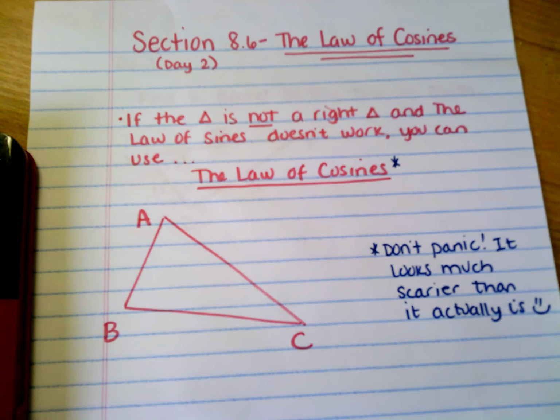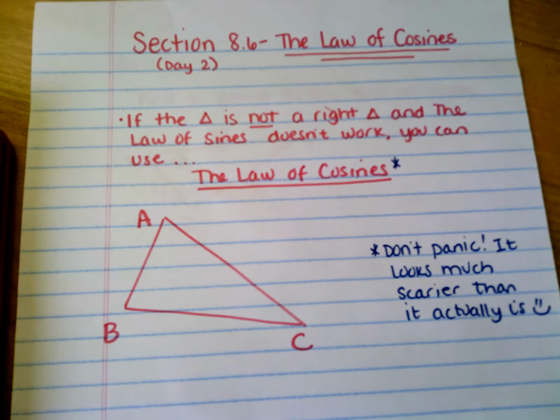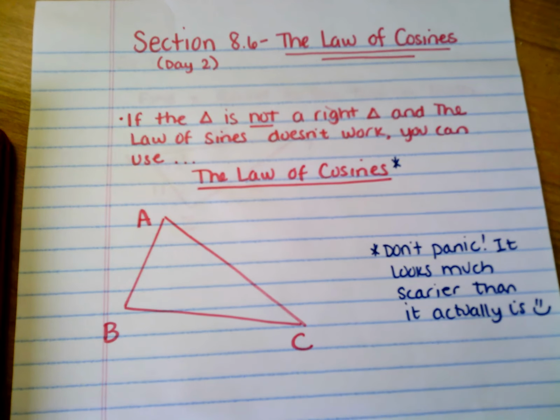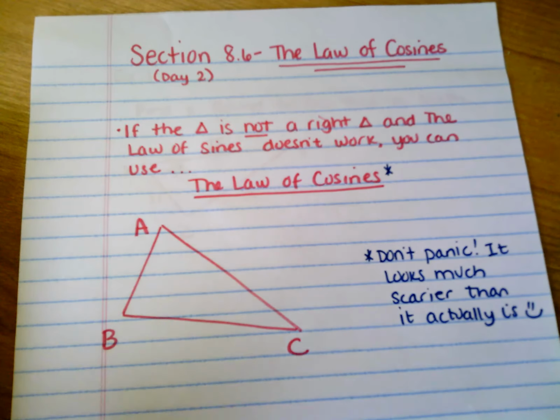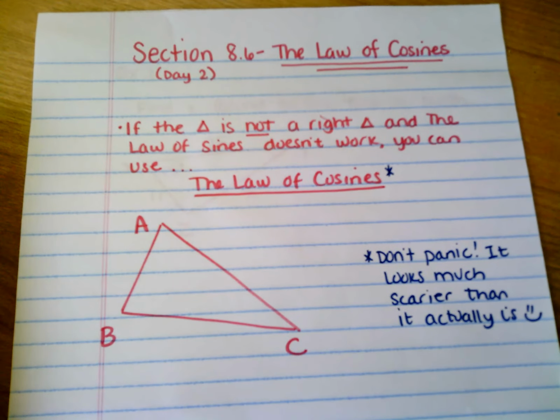Hey guys, okay, so yesterday we talked about the law of sines, which was awesome if we had two angles and the two sides opposite those angles in terms of what we were trying to figure out. The law of cosines is going to work for us when we're in kind of a different situation. So again, this will work if the triangle is not a right triangle.